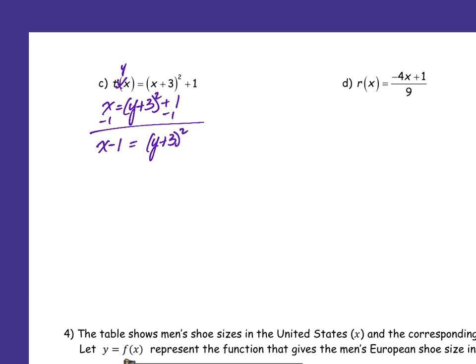Okay, question for you guys. How do I undo a square? Anybody other than Malia know the answer? Square root. Thanks, Melanie. Good job. Yeah, I square root it, right? And if I square root one side, I'm going to square root the other side. Awesome. So this gives me the square root of x minus 1 equals y plus 3.